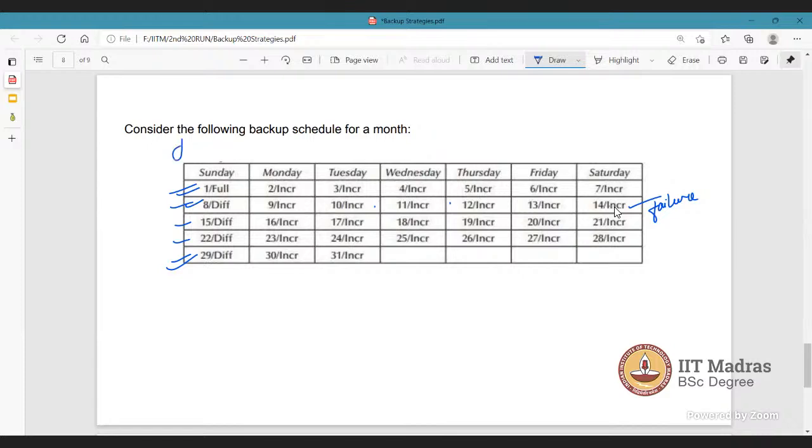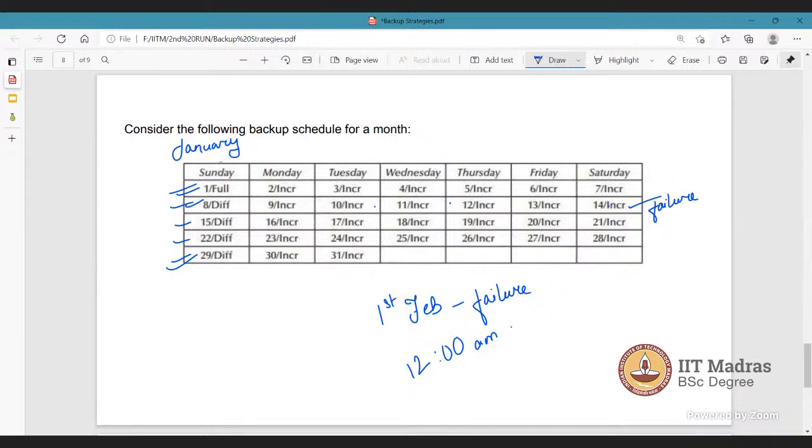Okay. Now, one more thing I'd like to ask. Say, for example, this is the month of January, right? And on the first of Feb, a failure occurs. On the 1st of Feb, a failure occurs, say at 12 in the morning, 12 in the morning, right? Then can you tell me the number of backups that are required?